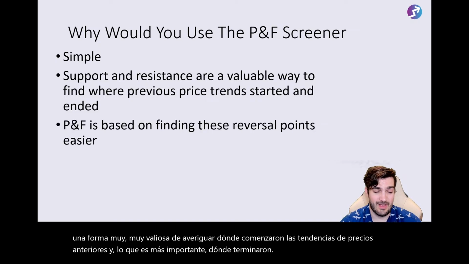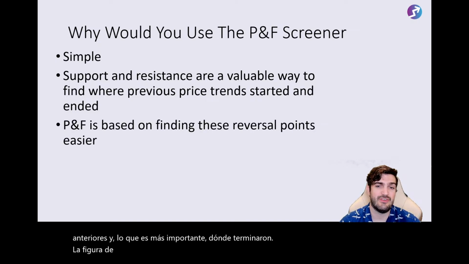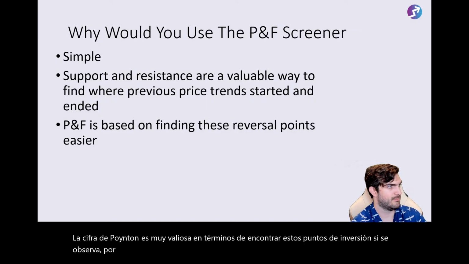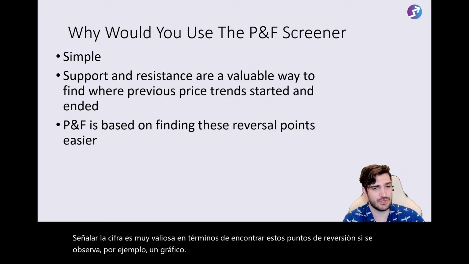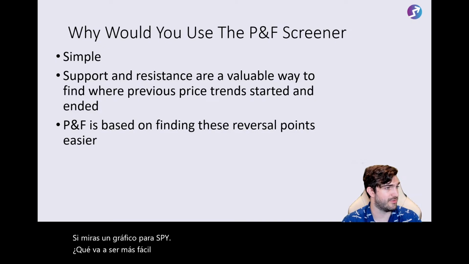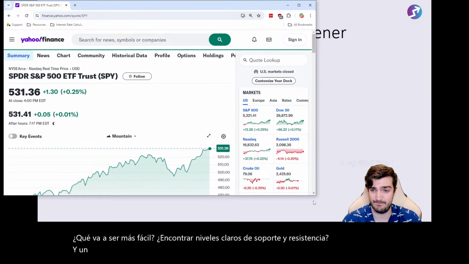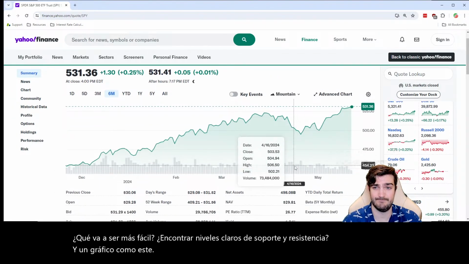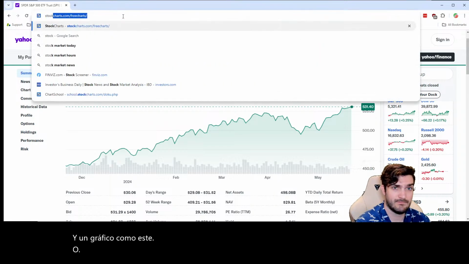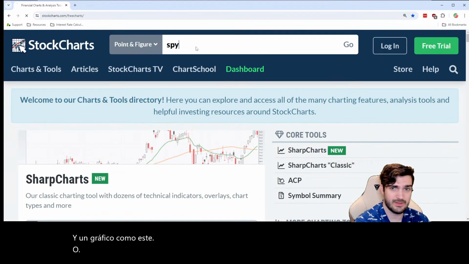Point and figure is very valuable in terms of finding these reversal points. If you look, for example, at a chart for SPY, what is going to be easier? Finding clear levels of support and resistance in a chart like this, or a chart like this.